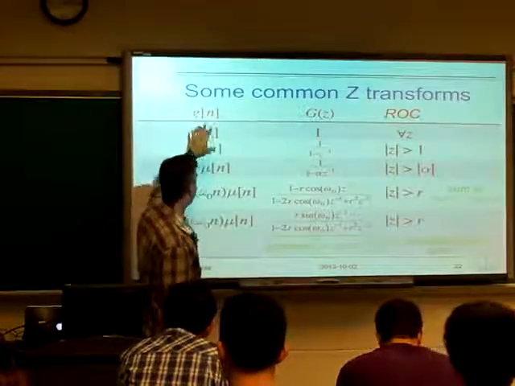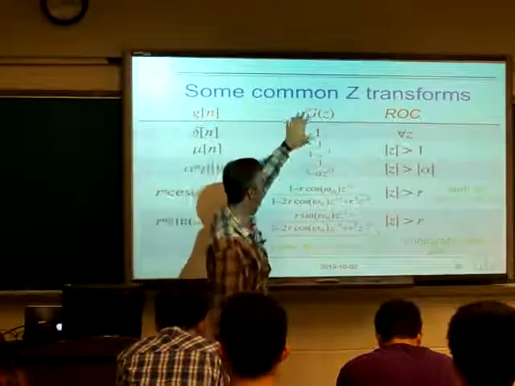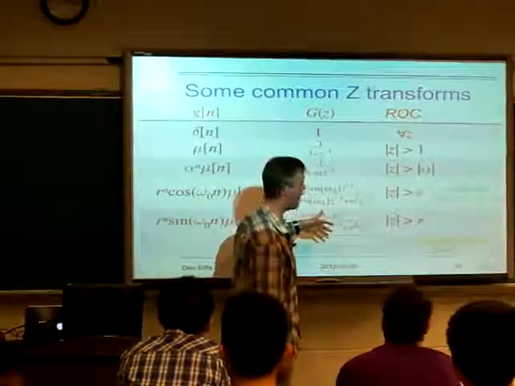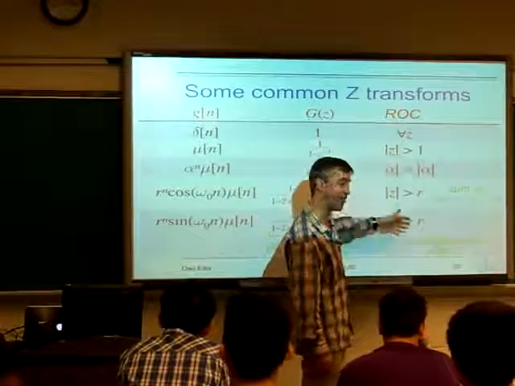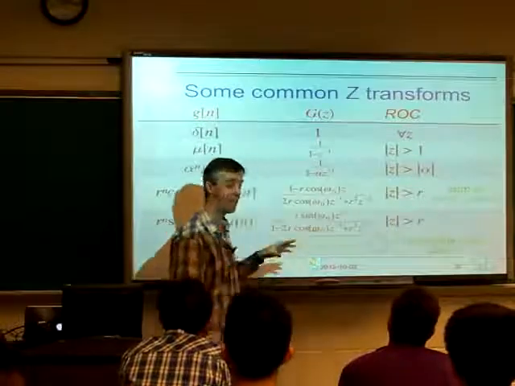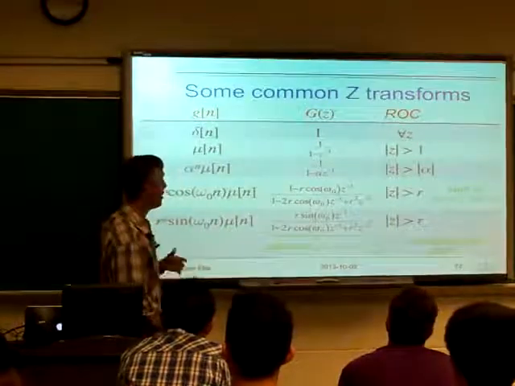So here's the time domain sequence, here's the Z transform, and then obviously this is the closed form expression for the Z transform values, and this is the region of convergence over which that closed form expression is valid, meaning that outside of that, for other values, it's non-convergent or infinite.